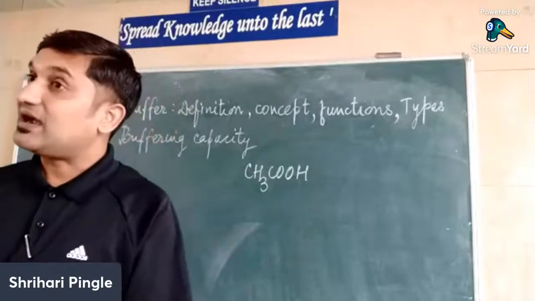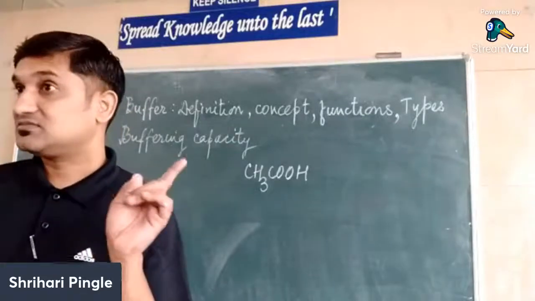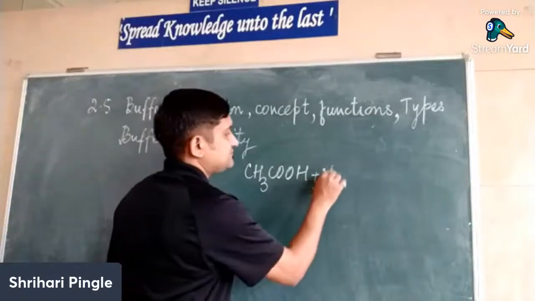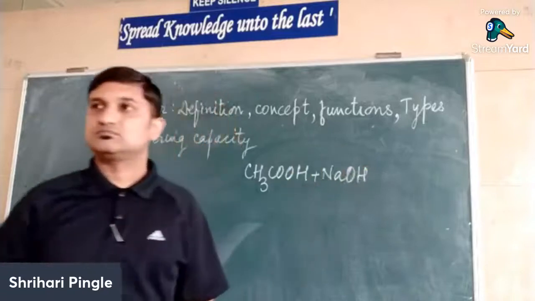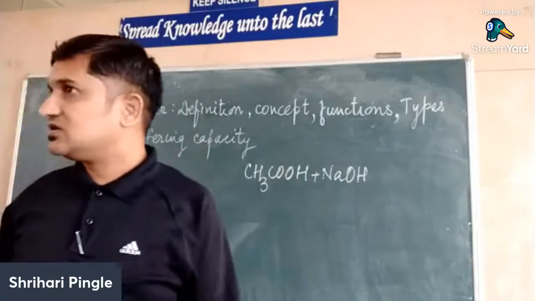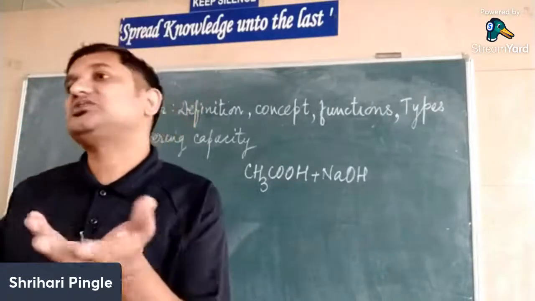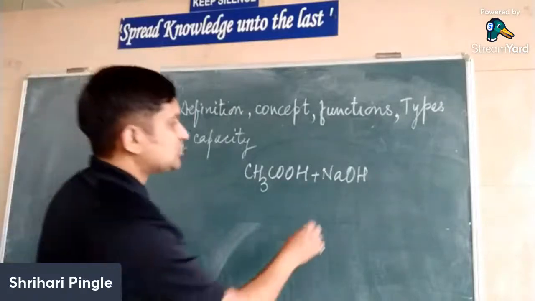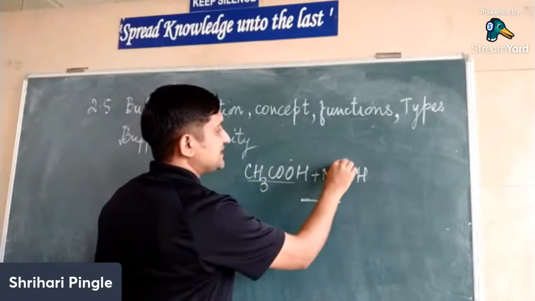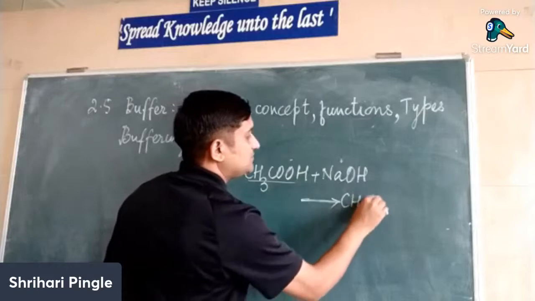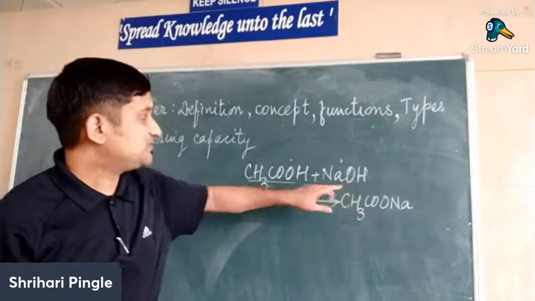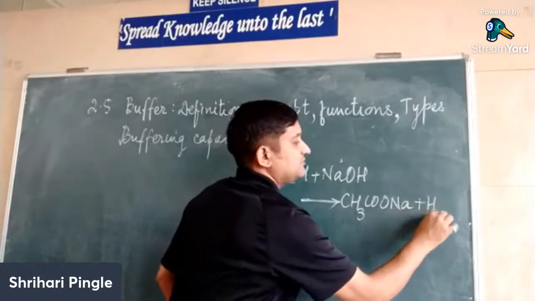Now, try to add some base to it. To this weak acid. What is a base, for example? Sodium hydroxide. Right? You added a base to a weak acid. And we know now that when we add a base to an acid, a salt will be formed. So now the salt that would be formed is CH3COO minus and Na plus will come together to form something called sodium acetate, and this OH minus and H plus will come together to form H2O.